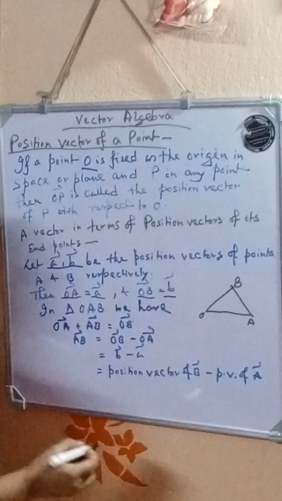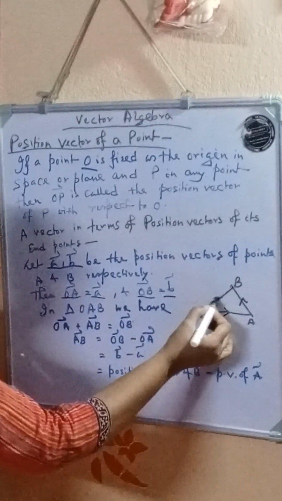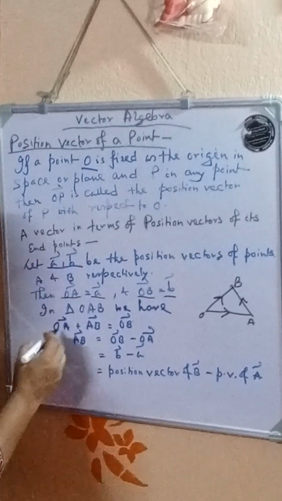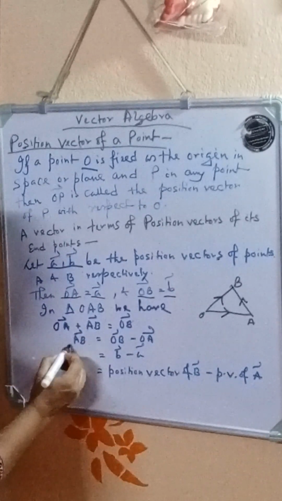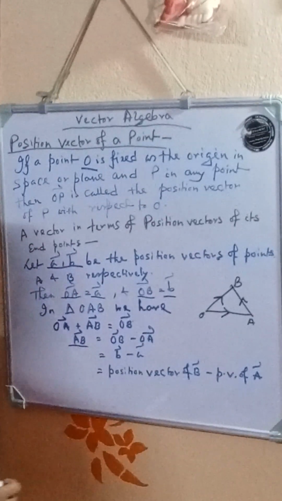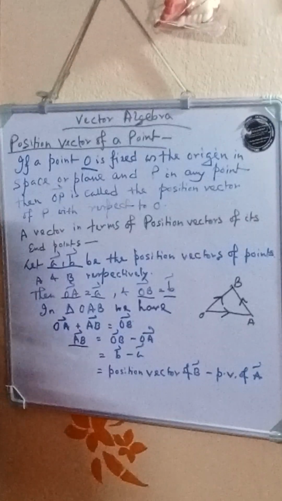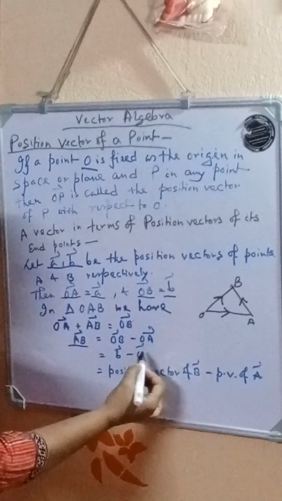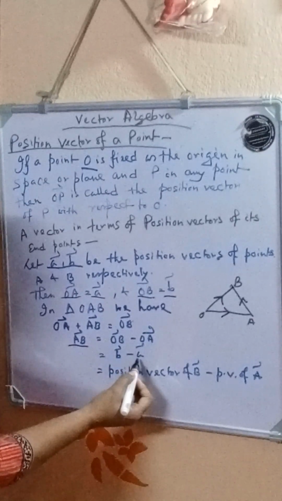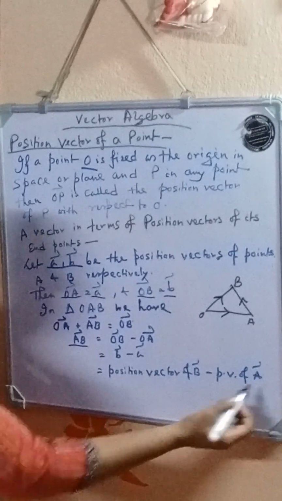we have OA plus AB equals OB according to the triangle law of addition. Now AB equals OB minus OA. Now OB is the position vector of B with respect to O, and OA is the position vector of A with respect to O. Therefore AB equals B vector minus A vector, the position vector of B minus the position vector of A.